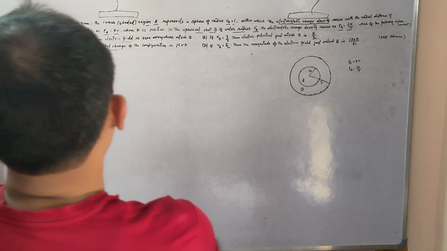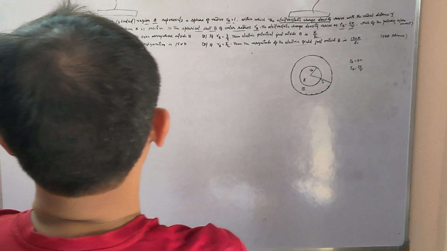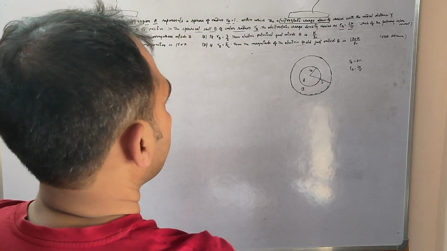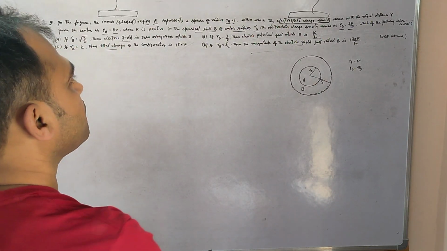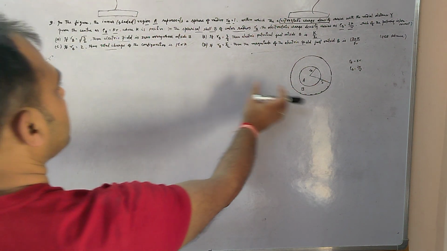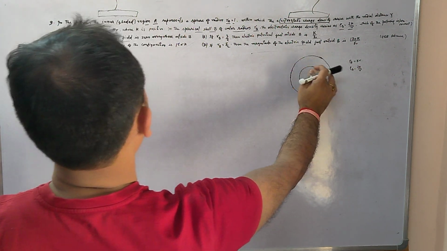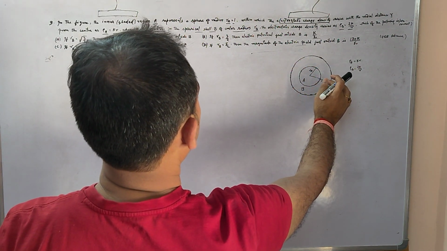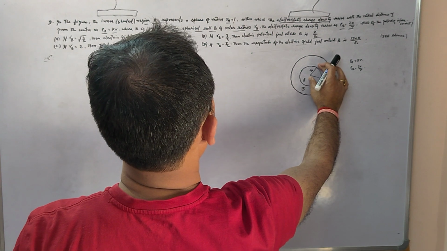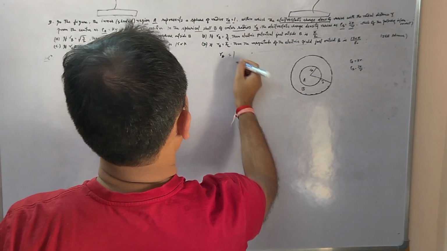So here is another question from JEE Advanced. A very interesting question from electrostatics. What it says in the figure, this is the figure. The inner circular region A represents a sphere of radius RA. RA is equal to 1.